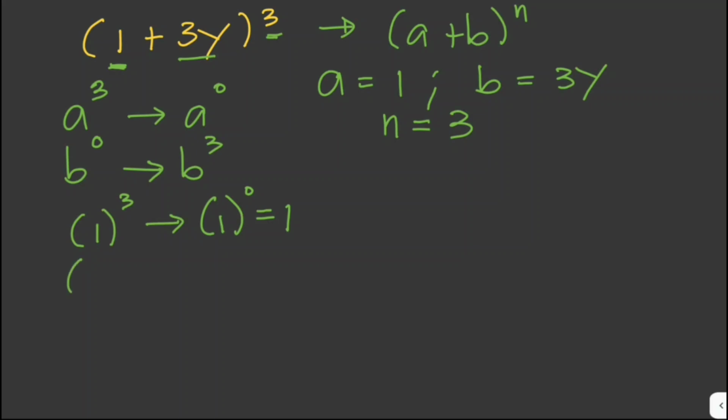And then b starts from (3y) to the 0, which is also equal to 1, since anything that is raised to 0 is equal to 1. Then it ends with b cubed, so (3y) cubed, which is 3 times 3 times 3, or 27y cubed. And now for the coefficients, we use the binomial theorem.